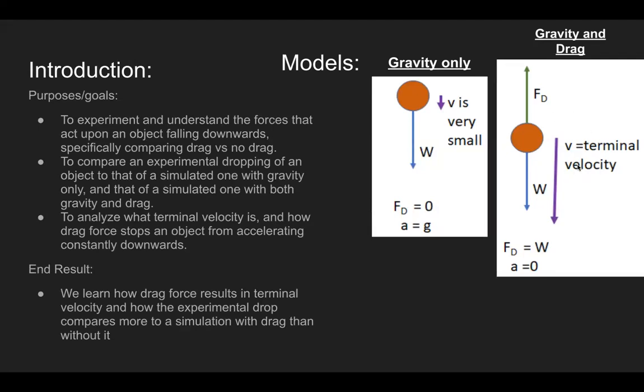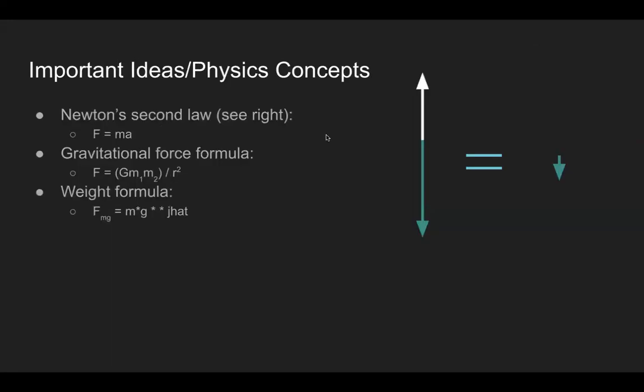We learn what terminal velocity is by looking at the gravity and drag one and the one actually done experimentally. So we're comparing those three, and we're going to see how drag force results in terminal velocity and how the experimental drop compares to these two simulated ones. So a few important ideas just before we get started here.